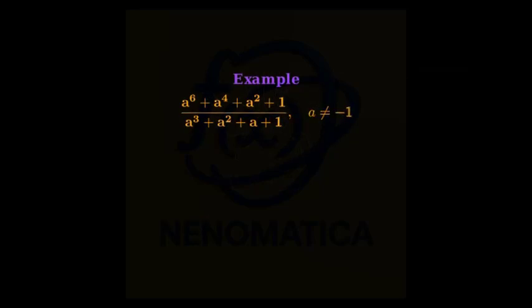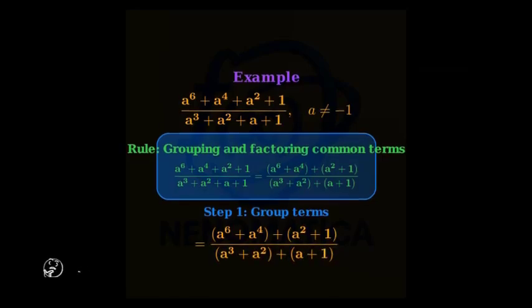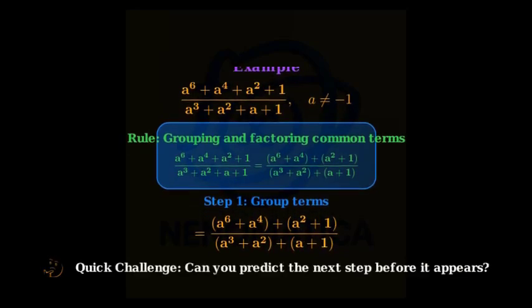We start by showing the problem statement in bold orange, exactly as in the source content. Step 1. Grouping and factoring common terms. We group the numerator as a to the 6 plus a to the 4 plus a squared plus 1. Likewise, the denominator groups as a cubed plus a squared plus a plus 1.